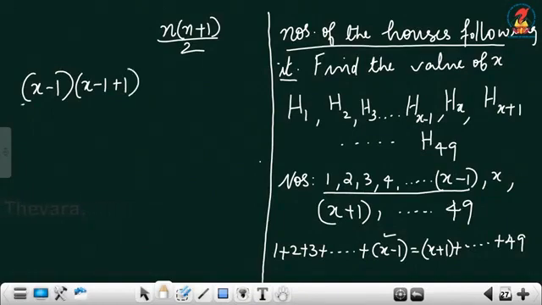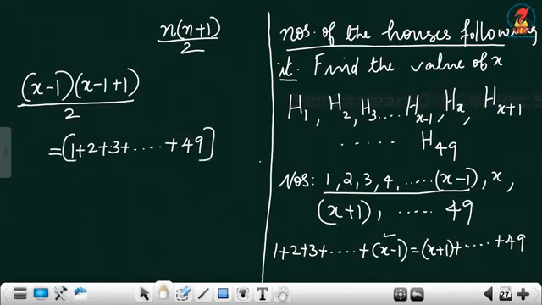plus 1 divided by 2 is the first left side. And right side, I am going to write the right side as 1 plus 2 plus 3 plus etc. plus 49 minus 1 plus 2 plus 3 plus etc. plus x.